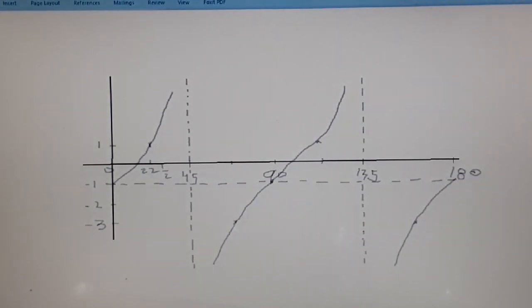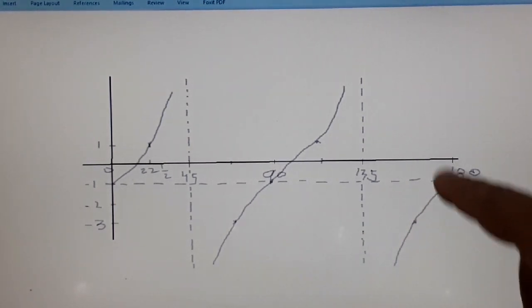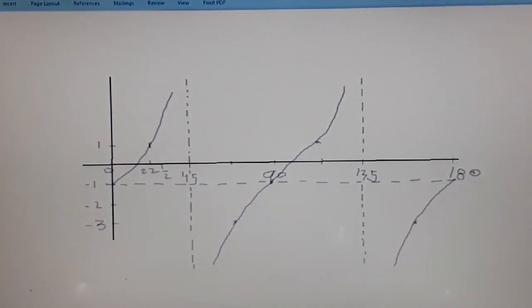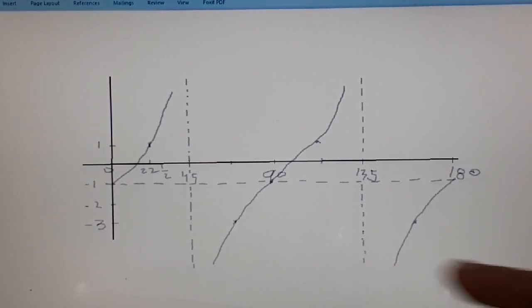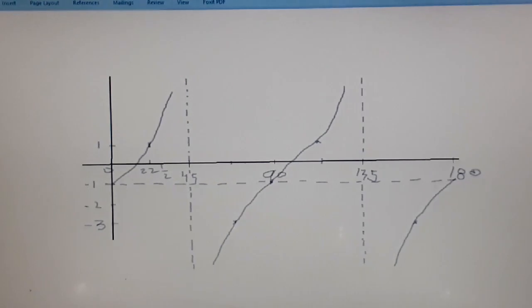So the first asymptote will be at 45, because this is the rule that the first asymptote must lie at half of the period. In the second cycle, the asymptote should be at the middle value of 90 to 180, which is 135. So we will draw this asymptote line vertically. Similarly, the axis of the curve is at minus 1. So this is our reference line, because the curve must start from the axis of the curve. So the curve will start from minus 1.